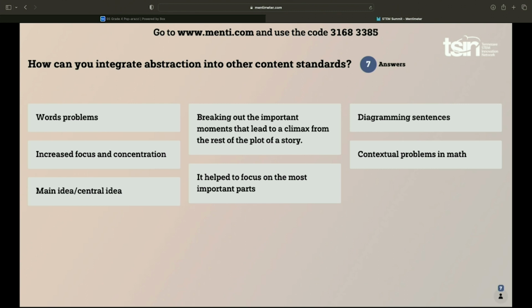We teach them coding skills to color and highlight and underline, and not just in word problems for math, but we even heard in ELA when you're deconstructing a paragraph, right? So breaking out important moments, diagramming sentences, contextual problems in math, focusing on the main thing, the main idea. So this is cross-curricular. Can anybody think of an example in related arts, such as music or art or PE, where abstraction could be used?